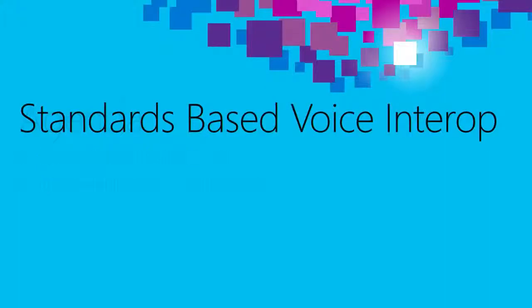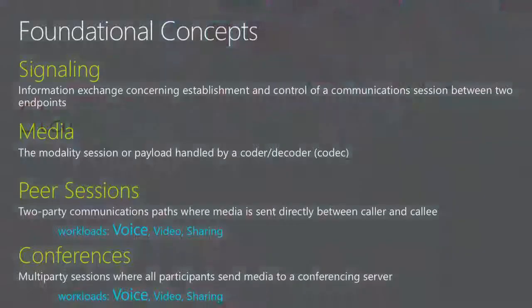So let's talk about standards-based voice interoperability. Going back, signaling is the exchange of the willingness of the end device, letting the server know what it wants to do, establish a call or send, whatever it does, right? Signaling usually travels between the client and the server. The media is the flow of voice and video sessions between the devices. If it's a P2P session, media flows between two endpoints. If it's a conferencing session, media flows between all the endpoints and the server.